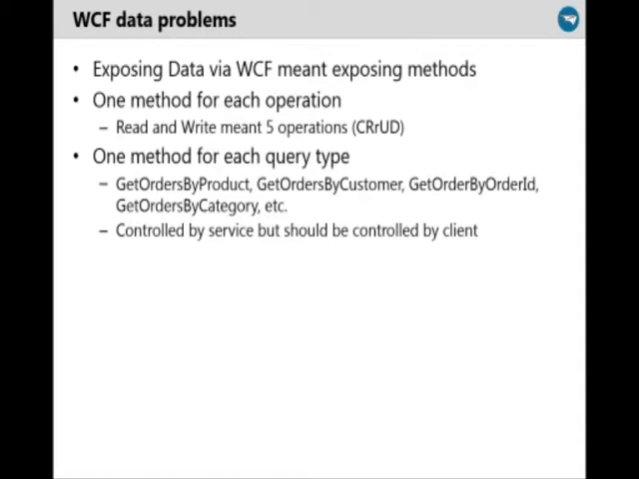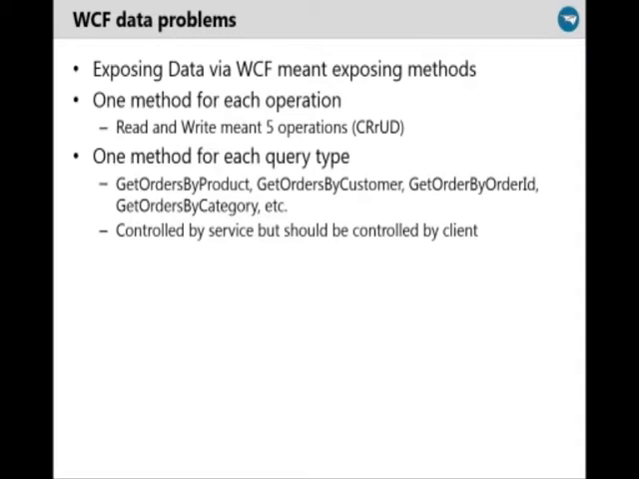So I might want to say get orders by product, by customer, by order ID, by category, etc. There's a ton of different ways, and I, as a service, have to anticipate all of the ways that all of my clients want to call my service and provide for them. Right? So it's really my job, unfortunately, under WCF, to expose these methods.